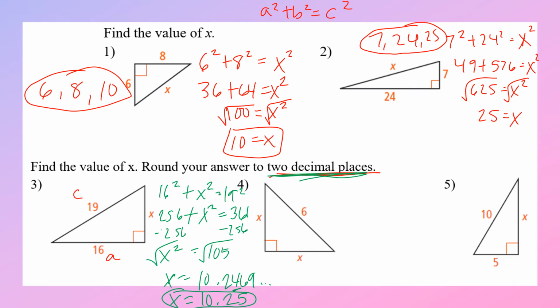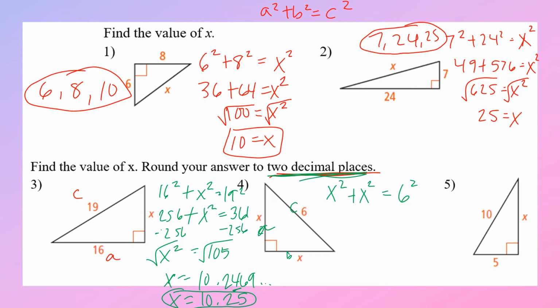Okay, now number 4, again, so this would be A, this would be A, this would be B, this would be C. So this is a little different, but so A is x squared, B is x squared, and C is 6 squared.